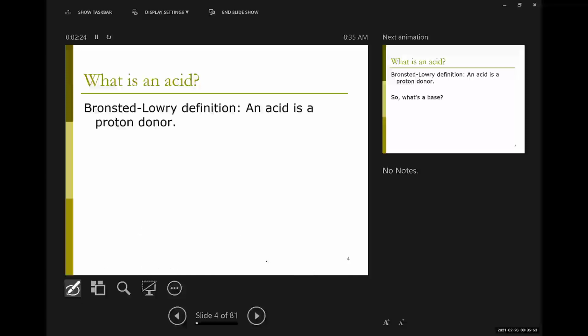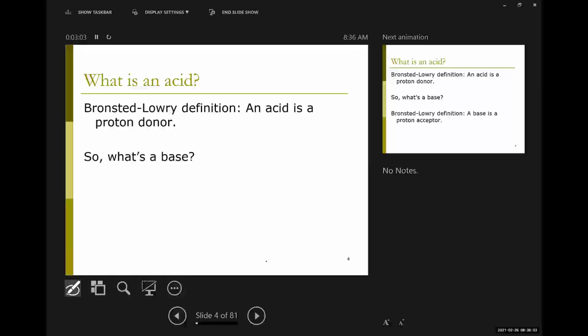We are talking about Bronsted-Lowry acids, and these have a very specific, very narrow definition. A Bronsted-Lowry acid is a proton donor, period. If it donates a proton, it's a Bronsted-Lowry acid. If it's a Bronsted-Lowry acid, it must be donating a proton. There is no wiggle room here. That is strictly definitional.